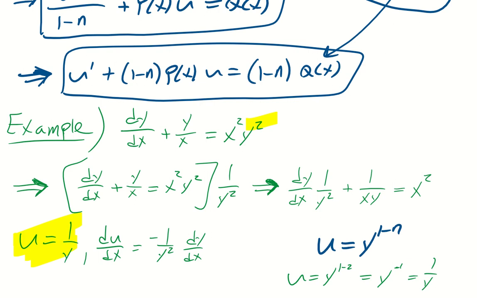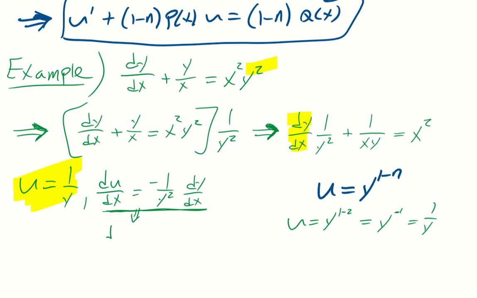But let's also think in terms of this dy/dx here. What's that? So let's solve for dy/dx in that small equation there. So dy/dx would have to equal what? Minus y squared du/dx. So now we can substitute that in too. So let's take that equation and make our appropriate substitutions.